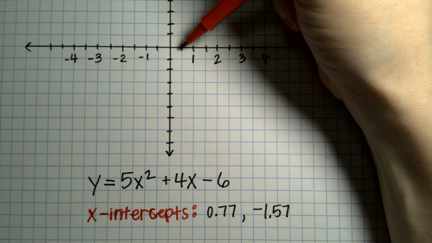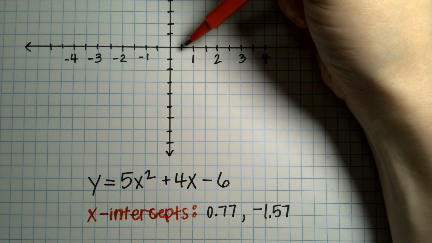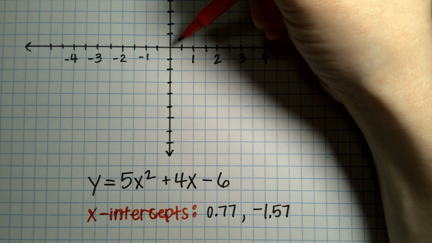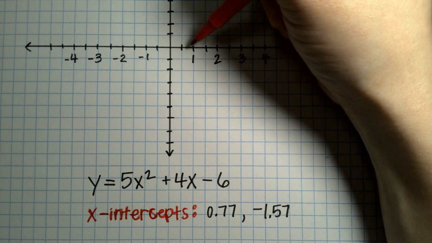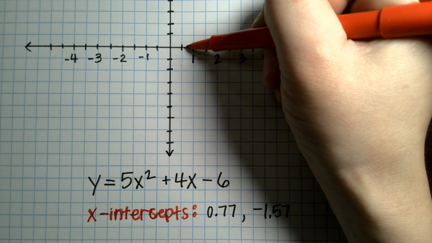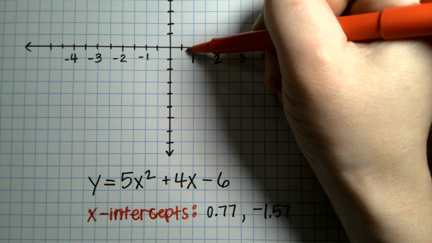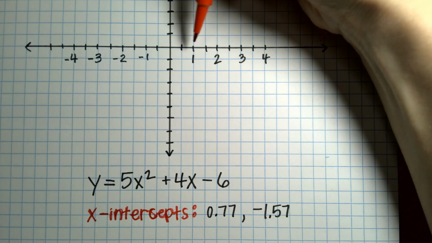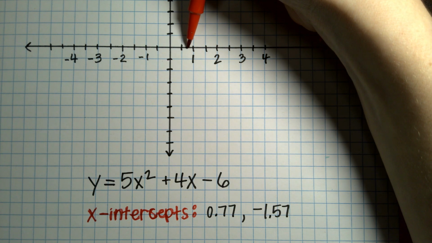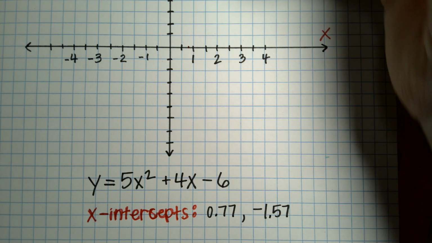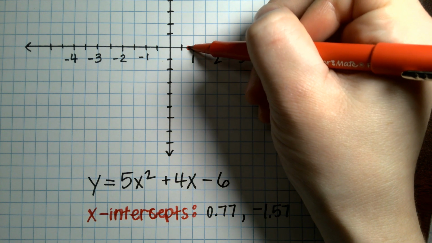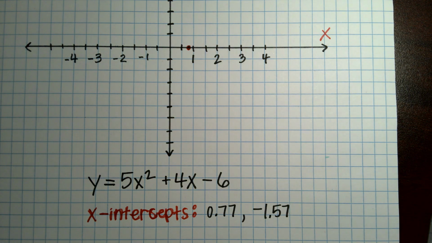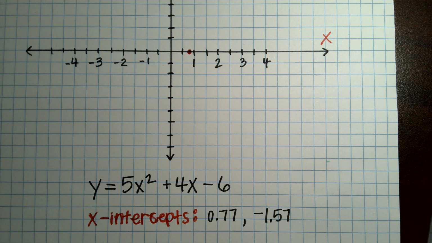And about where should that point go? A little past half. I know that right here in between half and 1 would be 0.75. So pretty close to there. I'm going to put it here. So here's one of my x-intercepts. There we go.